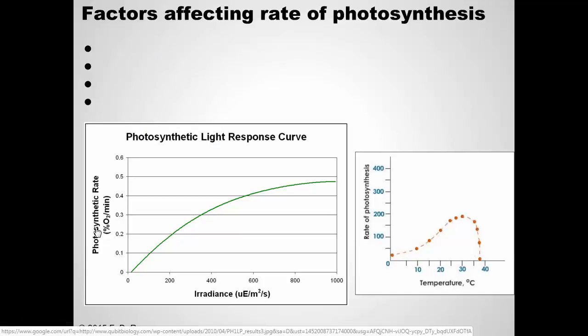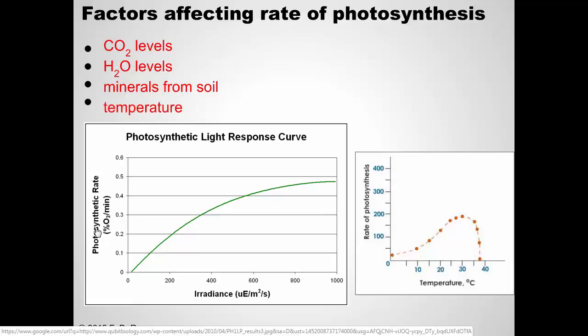As we learned in our workbook, there are various factors that affect how quickly photosynthesis can take place. Obviously, the amount of the reactants is important: the carbon dioxide level, the water levels, minerals from the soil. Temperature is important. All these things can affect the rate of photosynthesis. You can see here the rate of photosynthesis as light intensity increases, and the rate of photosynthesis as temperature increases.